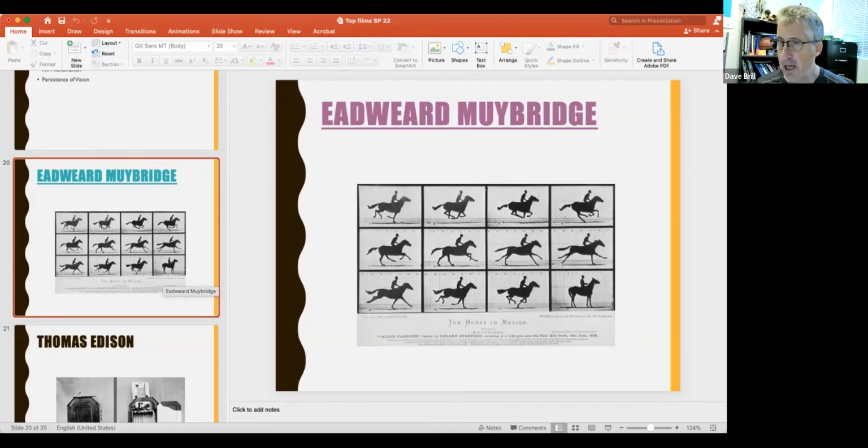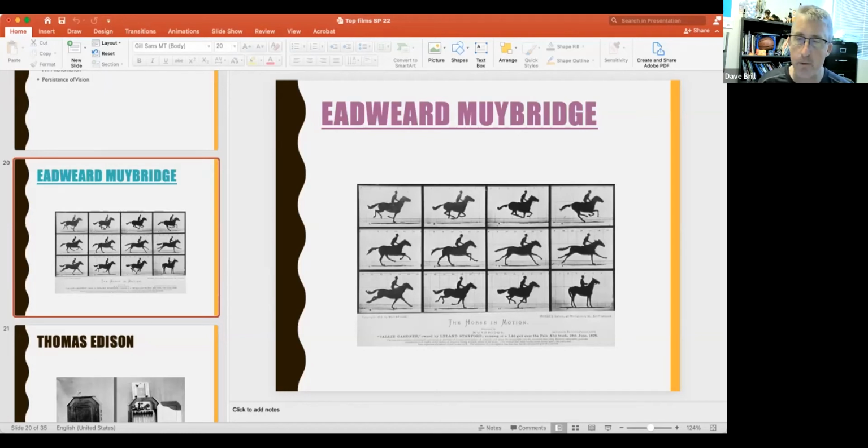He set up 24 cameras along a racetrack to take still images of the horse running by, to see if the horse's hooves ever left the ground. You can see in a couple of these photos, in particular here and here, that indeed the horse's hooves came off the ground.